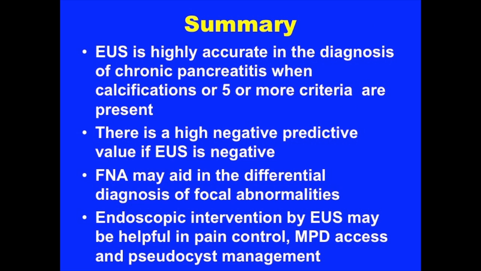In summary, we've talked about this. EUS is highly accurate at either end of the spectrum for criteria. There is a high negative predictive value if EUS is negative. FNA can be extremely helpful, and think of EUS in those patients who need therapy.